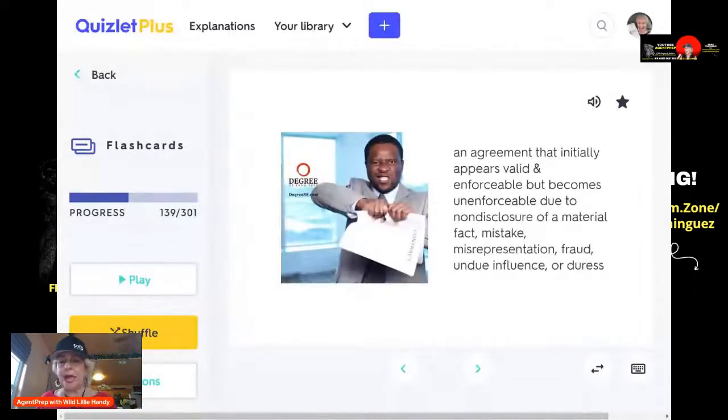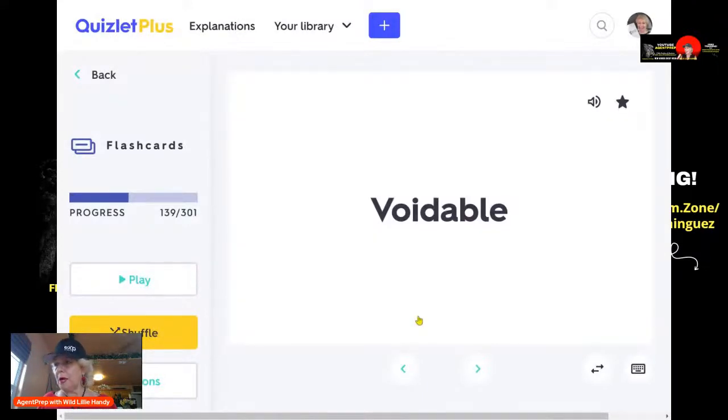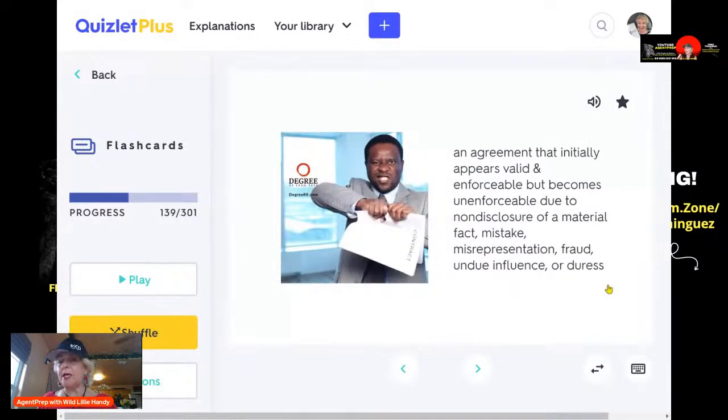Okay, so what is the type of an agreement that appears valid initially, but becomes unenforceable? A voidable contract, right? It can be voided, especially if somebody was coerced, influenced, under duress, or it was misrepresentation or fraud. Voidable. Very good.